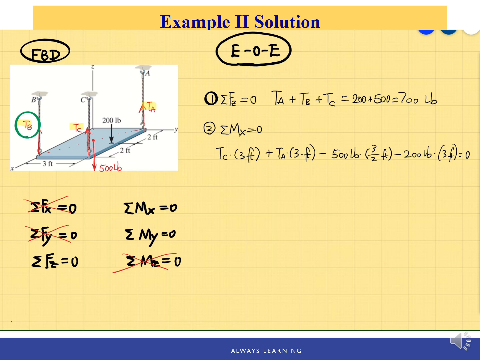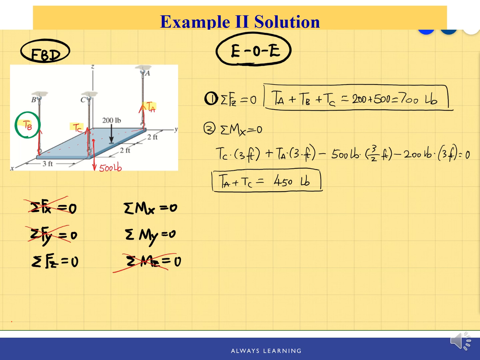We can simplify this equation. From this equation, we can find the relation between TA and TC. TA plus TC equals 450-pound force. So that's our second equation. This is the first equation. And actually, combining the first and second, we can solve TB already, right? Because TA plus TC is 450, and then plus TB is 700. So we can solve it, but let's leave it to the end. Let's write down all of the equations first.